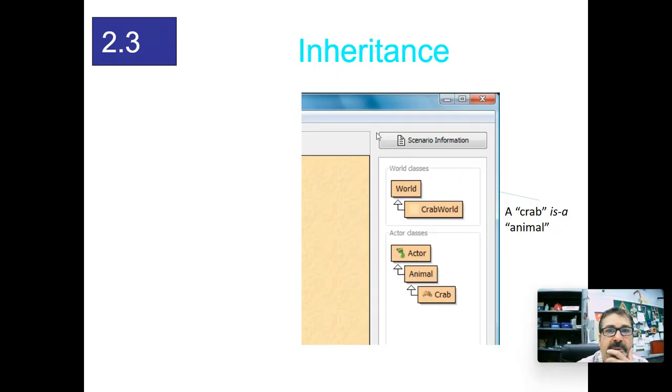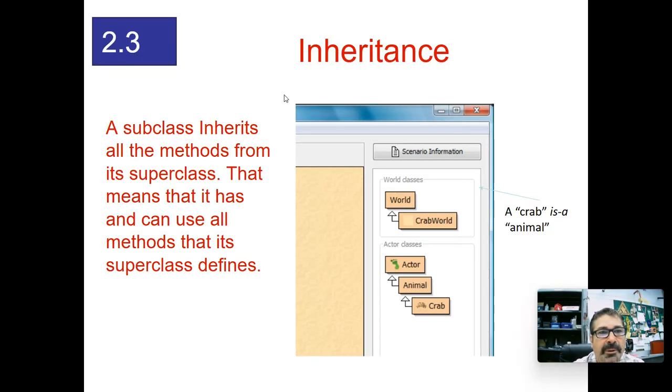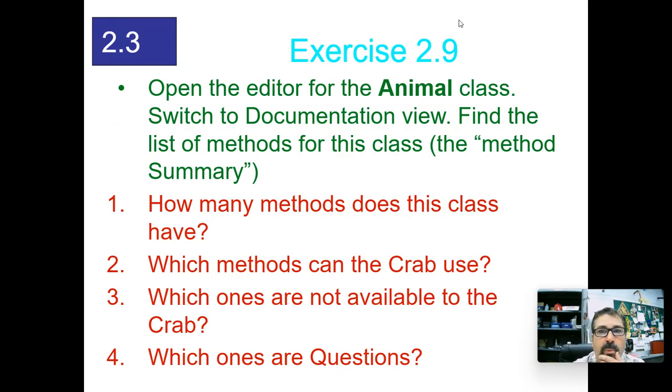Okay, so here is a handout. Write this down. A subclass inherits all the methods from its superclass. That means that it has and can use all the methods that its superclass defines. So all the methods in animal could be used by crab. All the methods in actor can be used by crab as well, because crab is an animal and crab is also an actor.